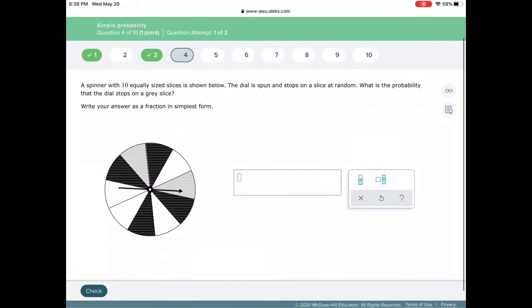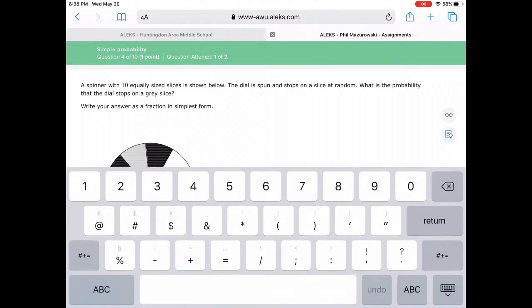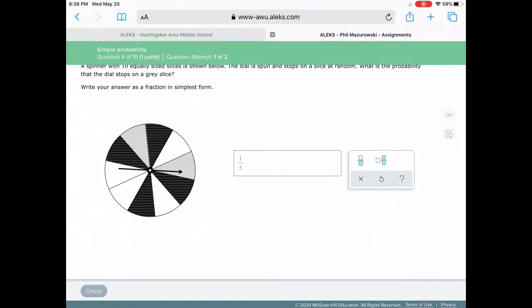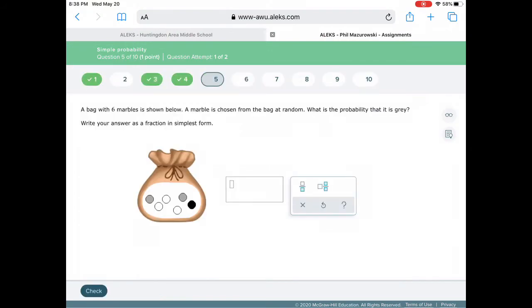Another spinner, this time we have 10 equally sized spaces, and they want the probability that it's going to stop on a gray slice. I see 2 gray slices out of the 10 total slices. I didn't have to count all the slices because they told us there were 10 of them. But this is not in simplest form, so we divide both by 2 and make it 1/5. This is simple probability because it's pretty simple here.